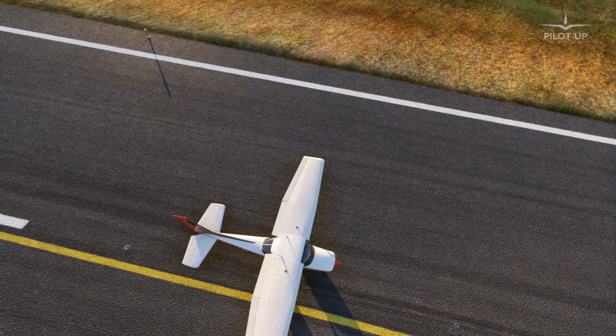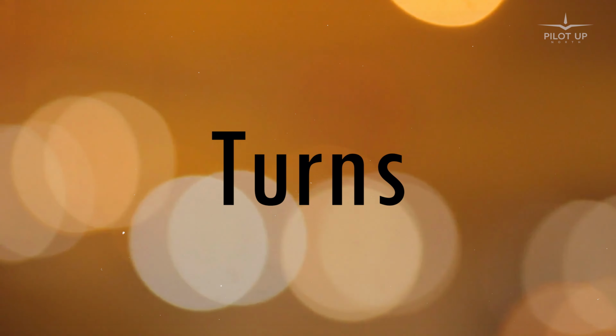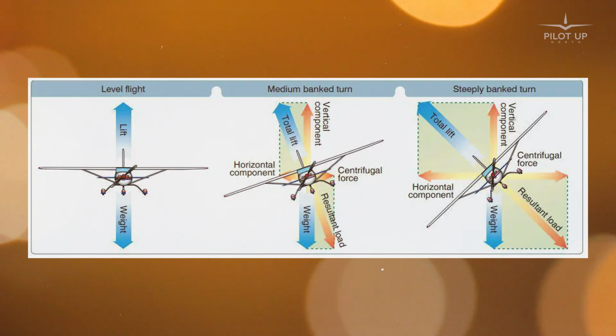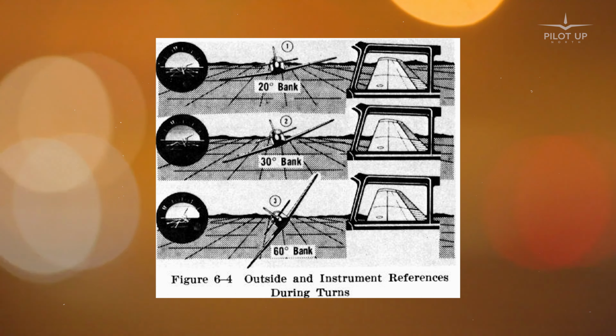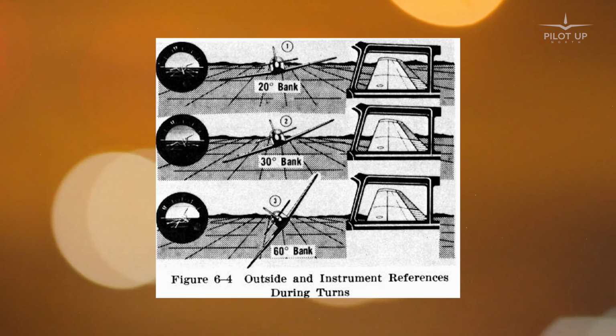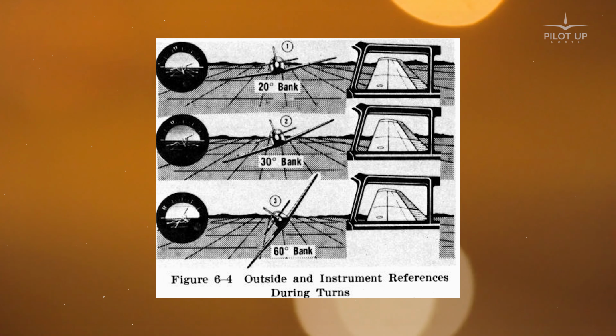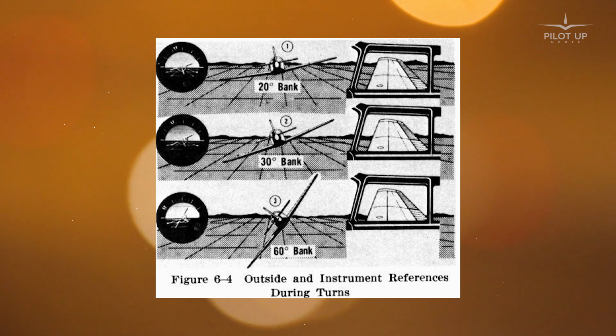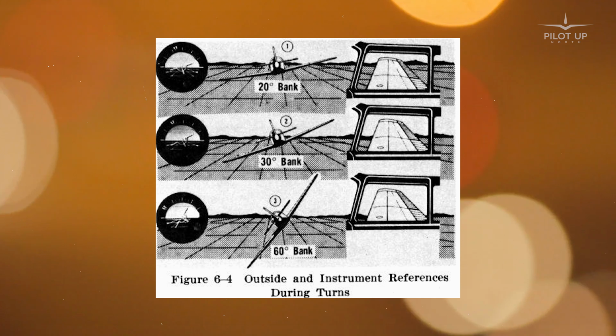So we are gonna talk about turns. In private pilot training, we have three basic types of turns: shallow, medium, and steep turns. Shallow turns are turns between 0 and 30 degrees of bank angle, with 15 degrees being the most common here in Canada. Medium turns are turns between 30 and 45 degrees of bank angle, with 30 degrees being the most common here in Canada. Steep turns are turns between 45 and 60 degrees of bank angle, being 45 the usual one.